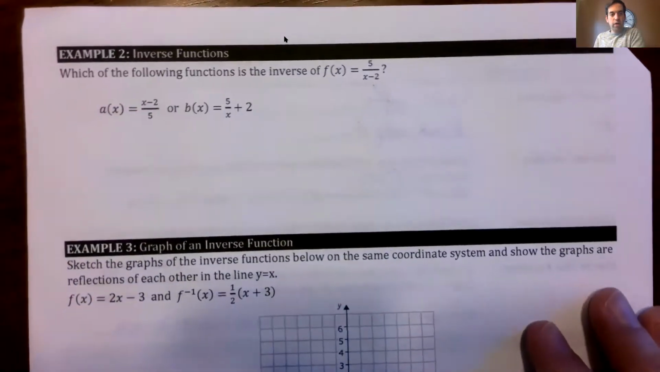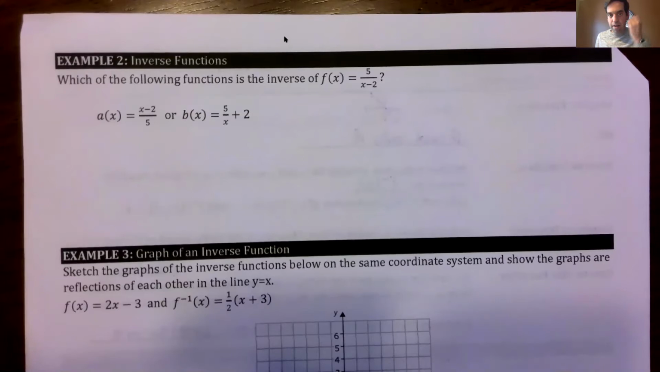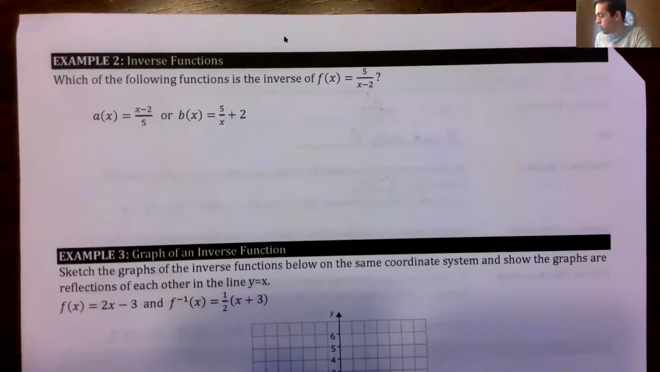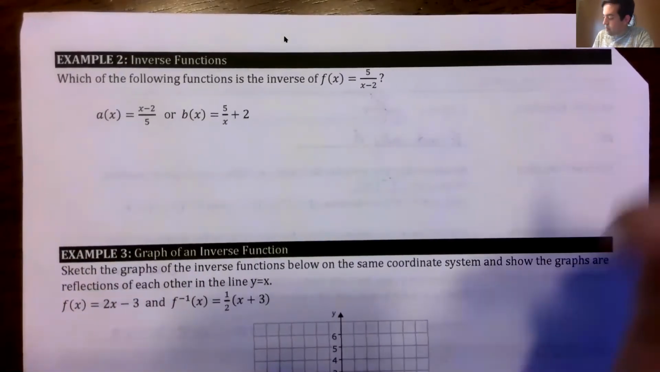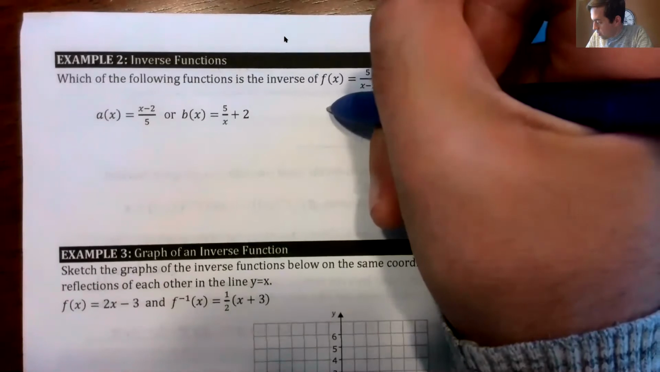Which of the following functions is the inverse of f of x equals 5 over x minus 2? So there's multiple ways that we could do this. There's 2 options here. This is multiple choice. I think the easiest way is going to be that first way that we did in example 1.